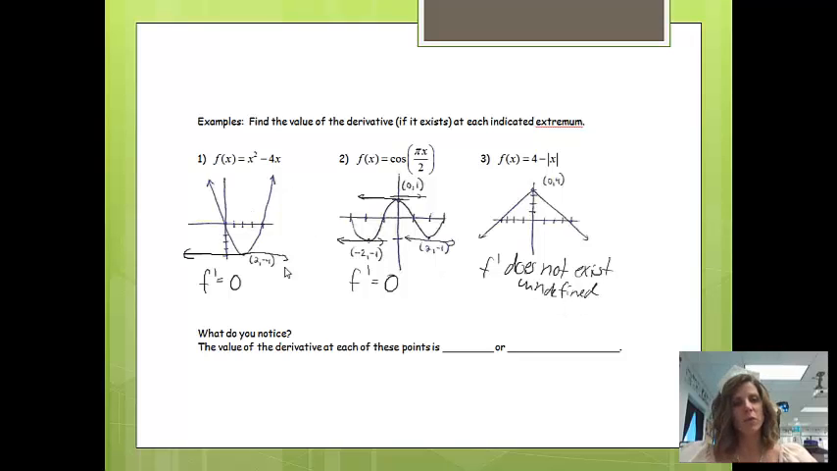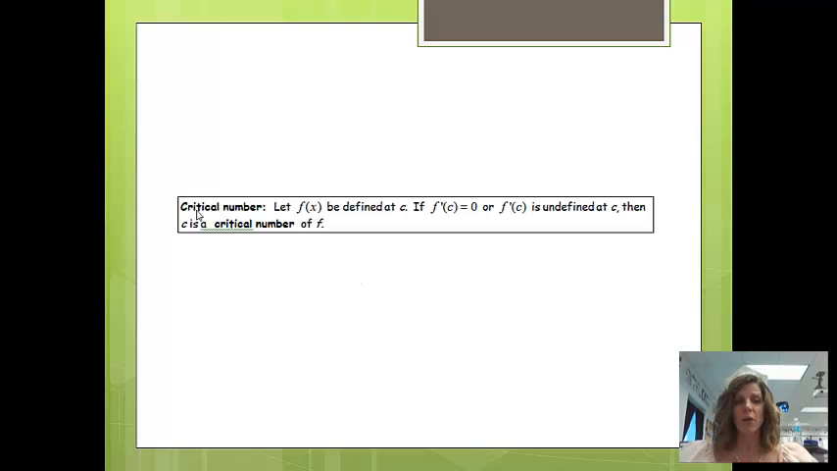So what do we notice? We notice that whenever there's a high or low point, the derivative is going to equal 0 or the derivative is going to be undefined. So what do you notice? The value of the derivative at each of these points is either 0 or it's undefined. And we'll actually use that information to help us. If we don't have a picture, we should be able to find the highs and lows without a picture using calculus.